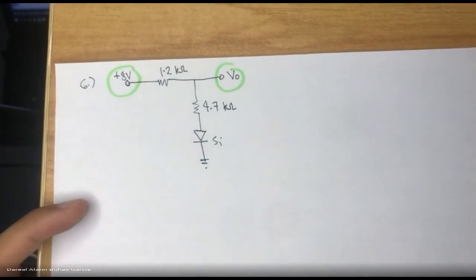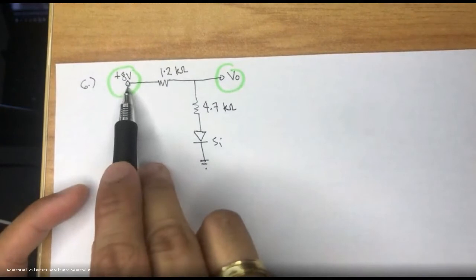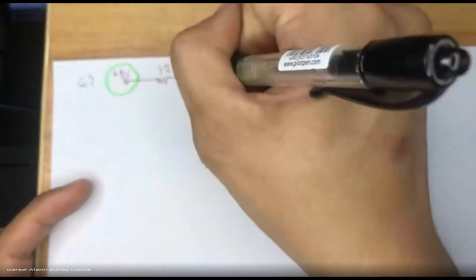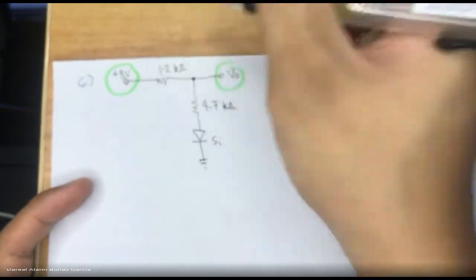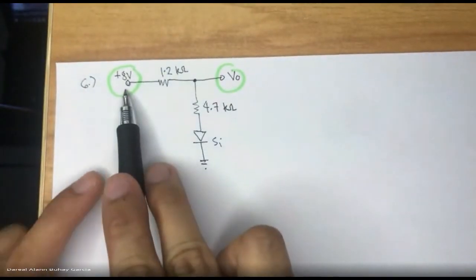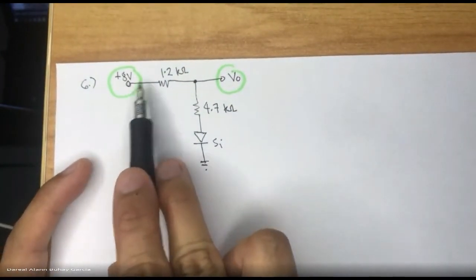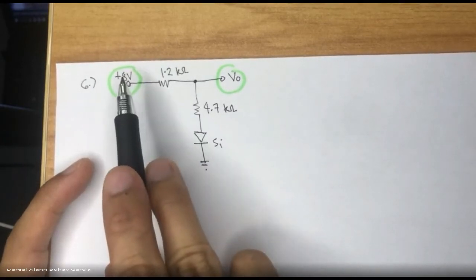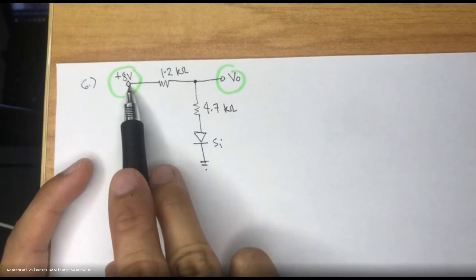So what do we do? These are what we call nodes, no? Technically, this is also a node, but let's just name this one a node. Okay, this is a node, and this one is also a node. So when we say node, most definitely there are elements connected there.